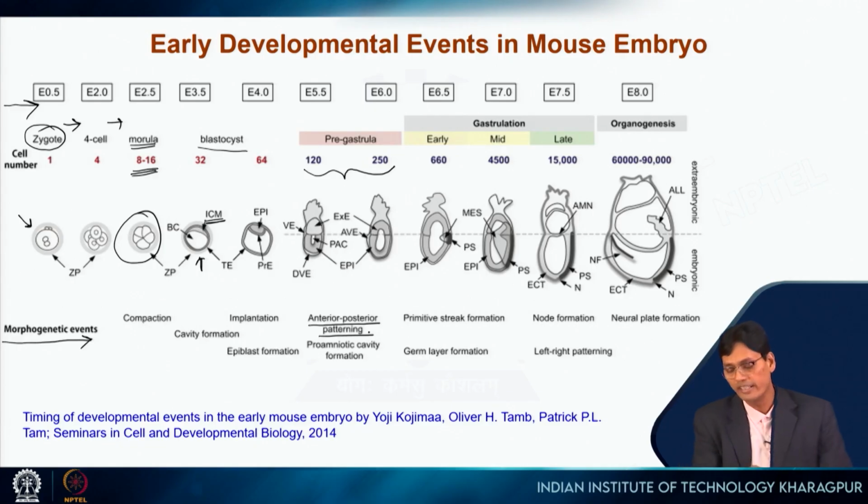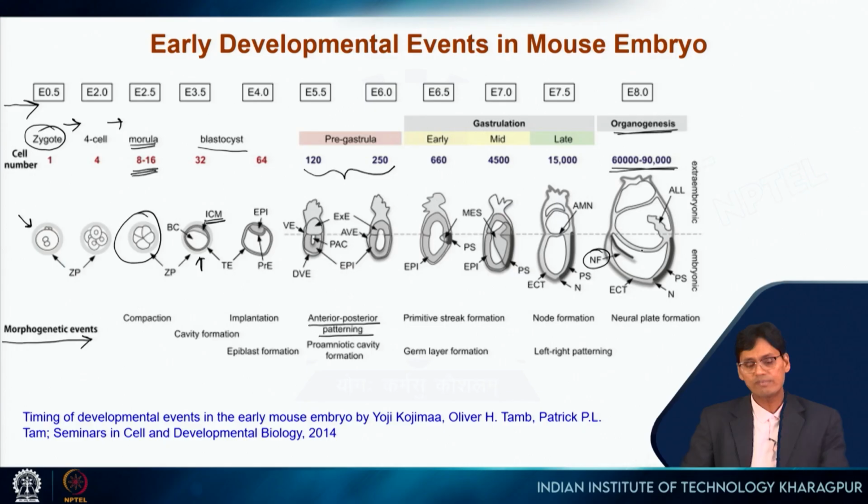And slowly it will go towards further developmental stages, and when the cell numbers are very high, almost 60,000 to 90,000, from that point of time the organogenesis will start. As you can see here, the neural fold is being prepared. So that way it is going on. This is a very brief idea about the differences in embryo or patterning formation in frog, Drosophila, as well as in mouse.